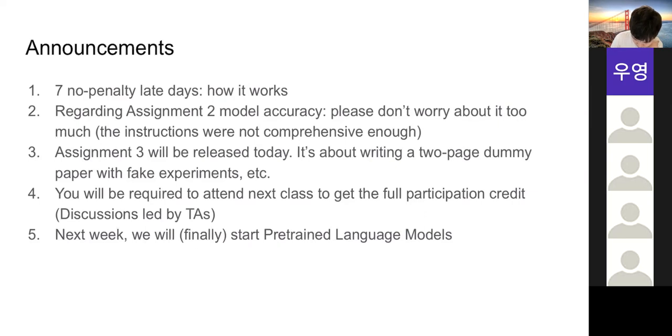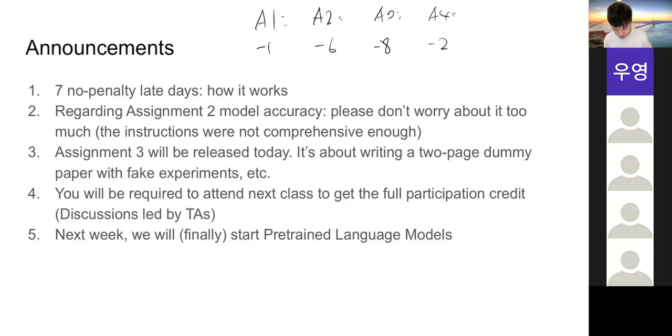So suppose that in assignment one, you submitted one late day. I mean, you submit the assignment 1 day after the deadline. And suppose that in assignment two, you submit it 6 days after the deadline. And suppose that in assignment three, you submitted 8 days after the deadline. And in assignment four, suppose you submitted 2 days after the deadline. Then we first see that assignment three will get 0 points because you submitted it more than 7 days after the deadline. So this is just zero.